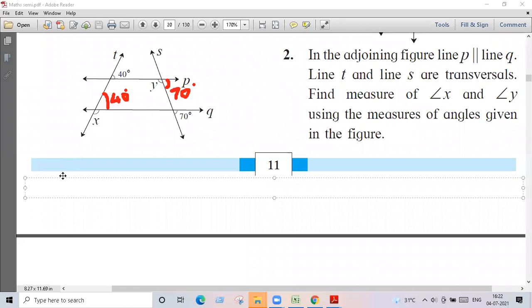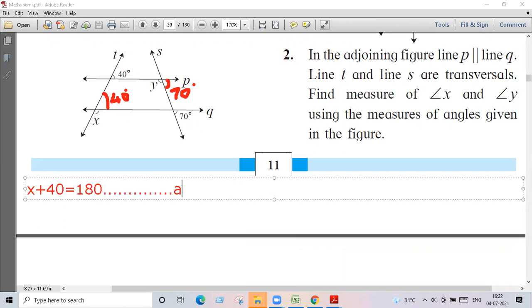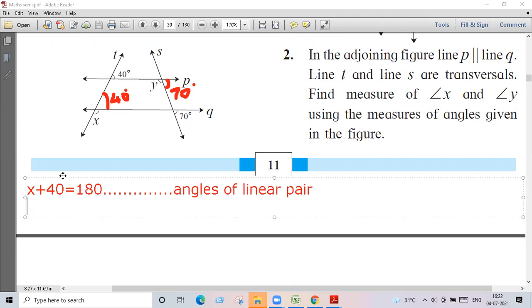Yes. So here x plus 40 is equal to 180. What is the reason? Angles in linear pair. Angles of linear pair. So find out x. x is equal to what? It is 180 minus 40 is equal to 140. So the value of x is 140, right?